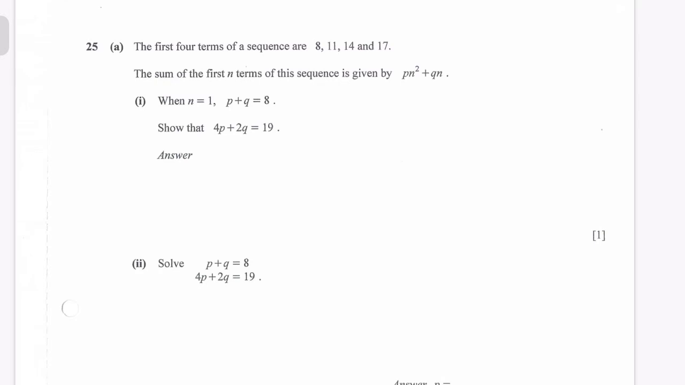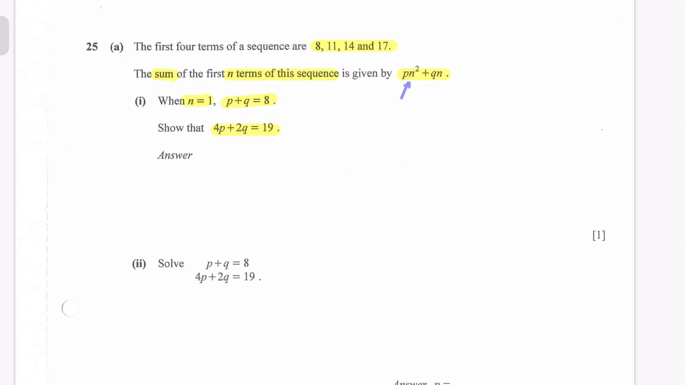Question 25, we have the first four terms of the sequence are 8, 11, 14, and 17. The sum of the first n terms in the sequence is given by this formula. When n is 1, p plus q is 8. Show that 4p plus 2q is equal to 19. Now, how do you get p plus q is 8 when n is 1?